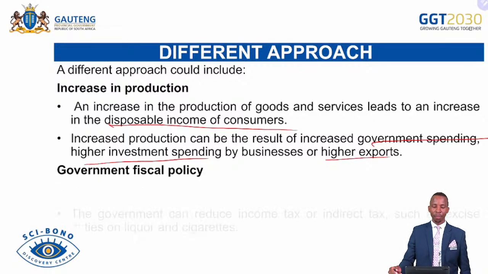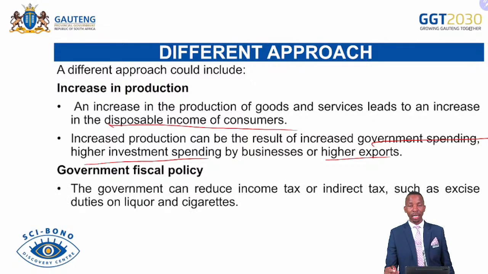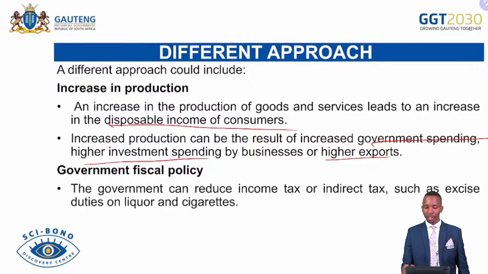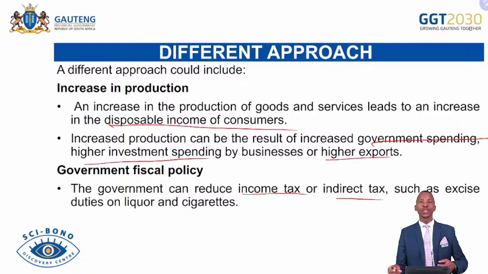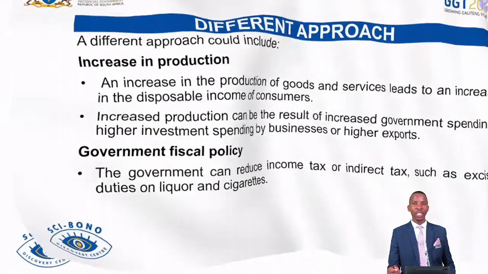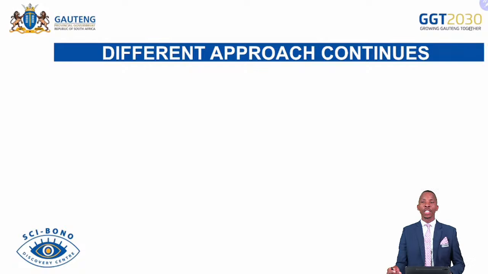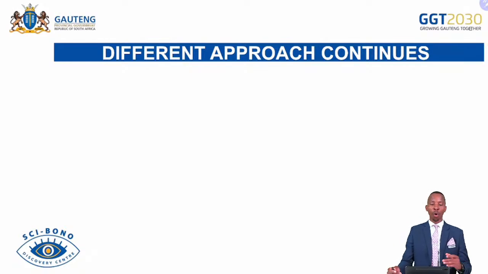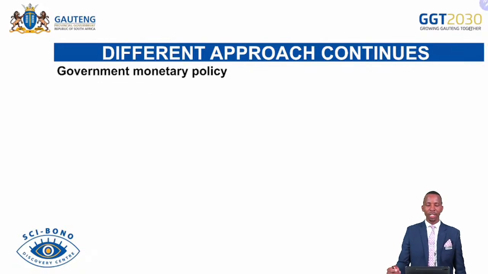The government fiscal policy. The government can reduce income taxes or indirect taxes. So it can either be income tax, which is a direct tax, or indirect taxes such as excise duties on liquor and cigarettes. That can lead to increased demand in the economy because it leads to more disposable income or more real income. Government monetary policy.